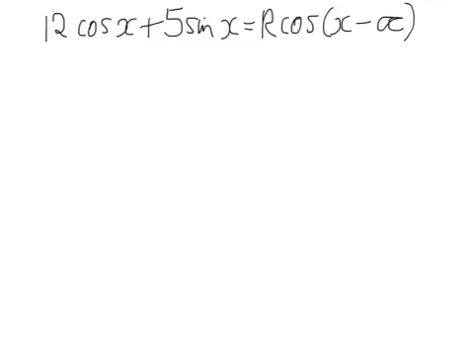Okay, I'm going to show you how to get from this form, 12 cos x plus 5 sin x, into the R cos(x + alpha) form. First we're going to start off by expanding the right-hand side, R cos(x + alpha). So we'll have R cos x cos alpha plus R sin x sin alpha.